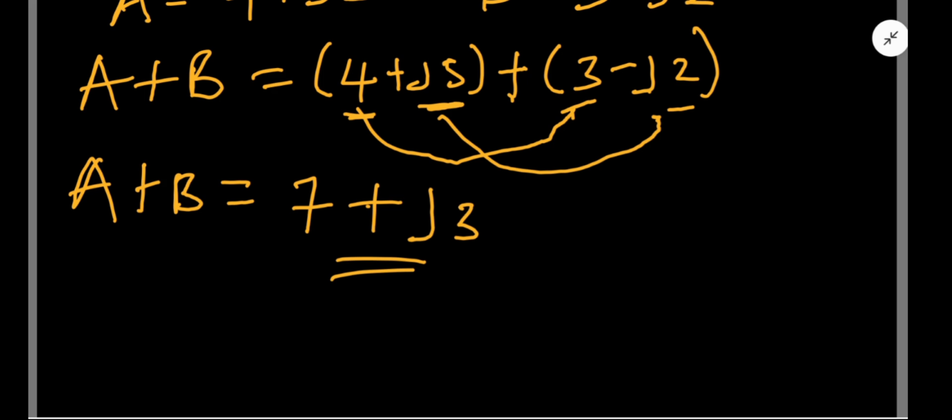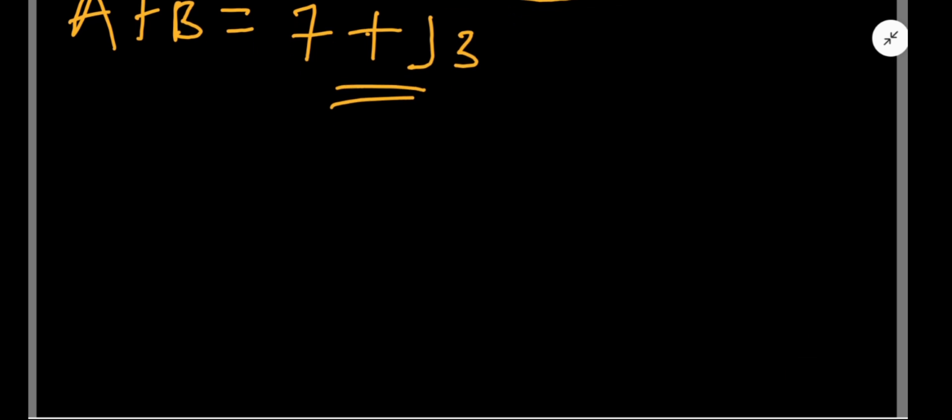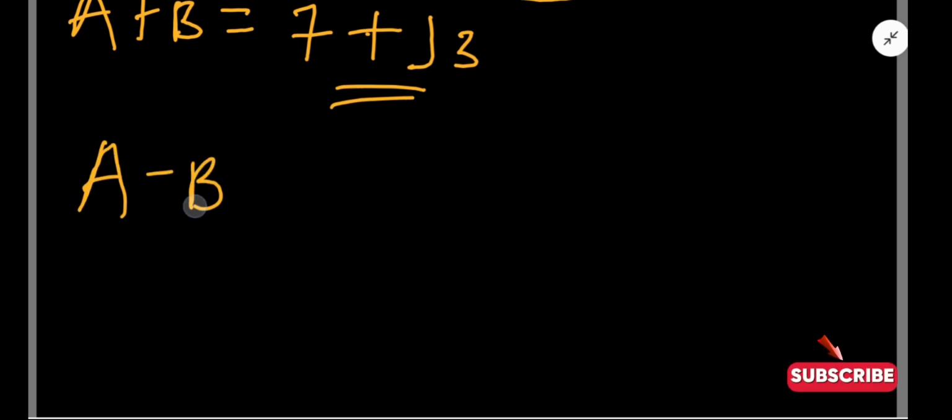That is how to solve addition of complex numbers. This is the easiest way to solve it. I hope you got that. So what if we want to subtract complex numbers now? What if we want to do a minus b?